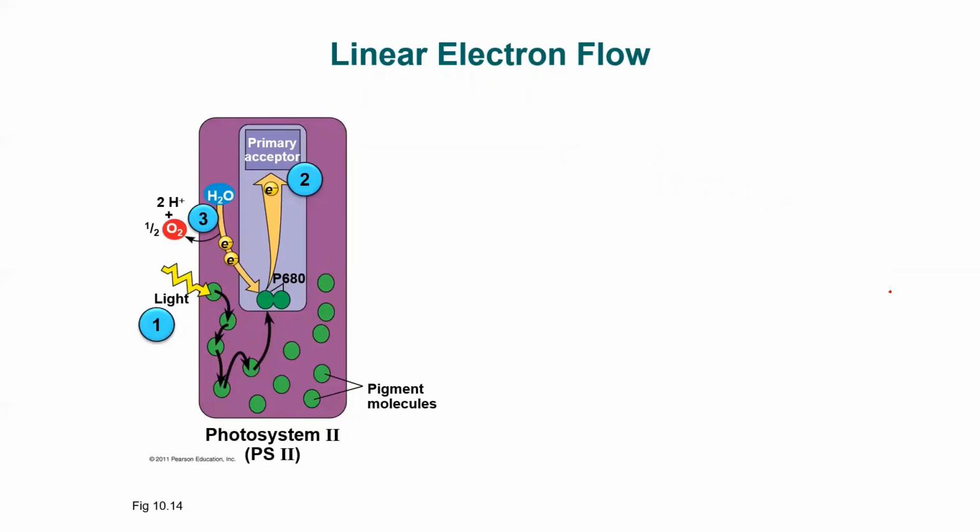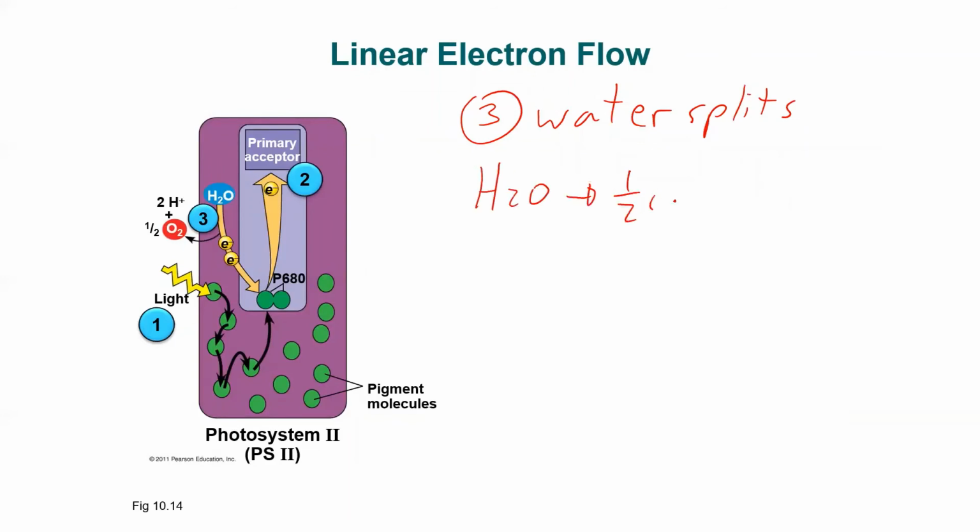Number 3 is where we split water. So we've got to say that water splits. Let's take a look at the reaction of water splitting. We have H2O, and this is a balanced equation. That's why I have the 1/2 O2 there. And we have some protons, and we have some electrons. And these all go to different places. So the O2 is our byproduct.